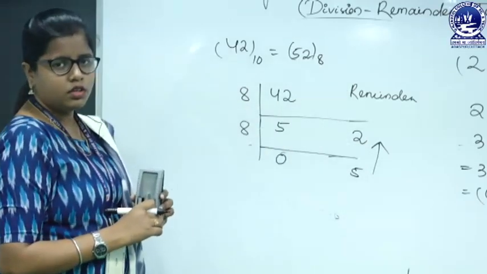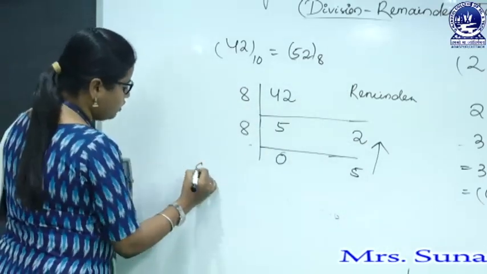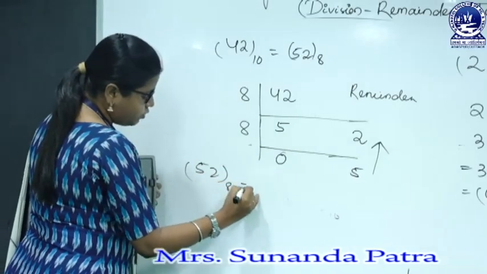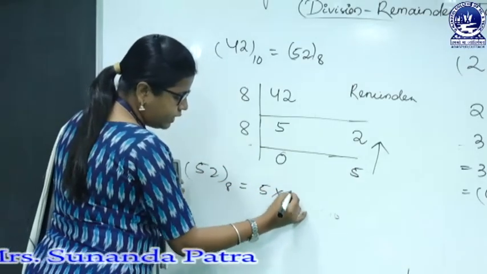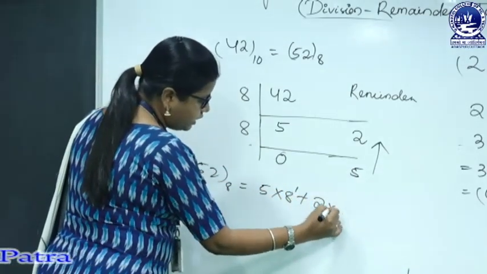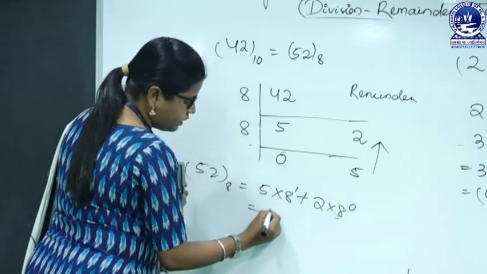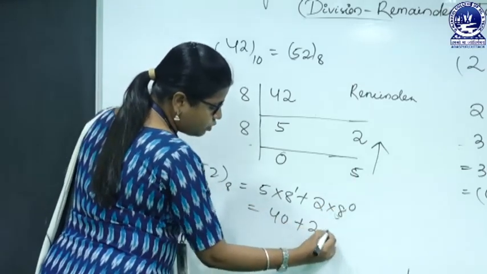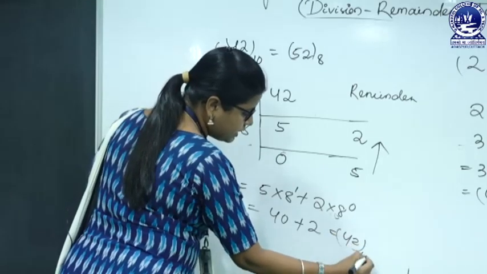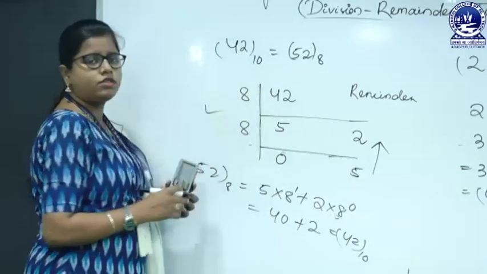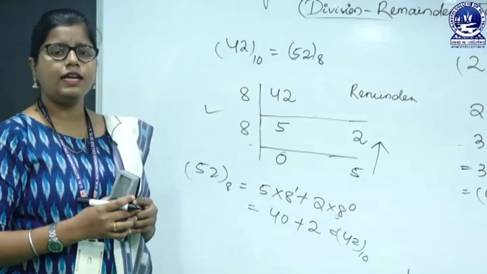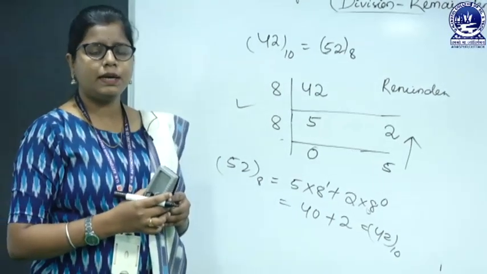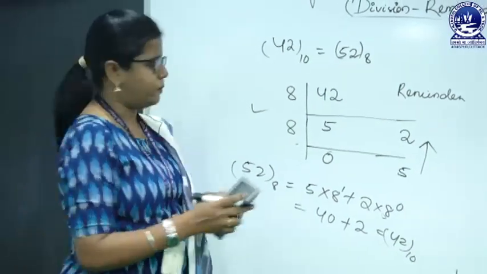52. So if we convert 52 base 8, what will we get? 5 into 8 to the power 1 plus 2 into 8 to the power 0. So this is 40 plus 2, so 42 base 10. So this is also right. Okay. So let's convert the decimal number system into base 4.